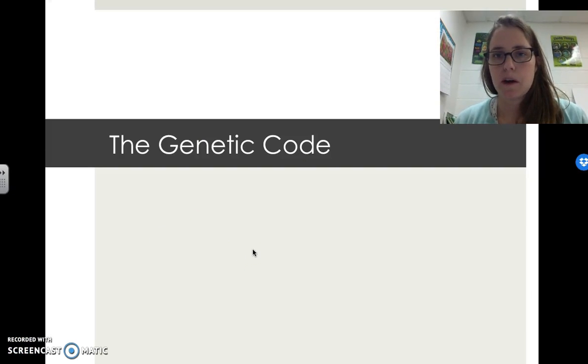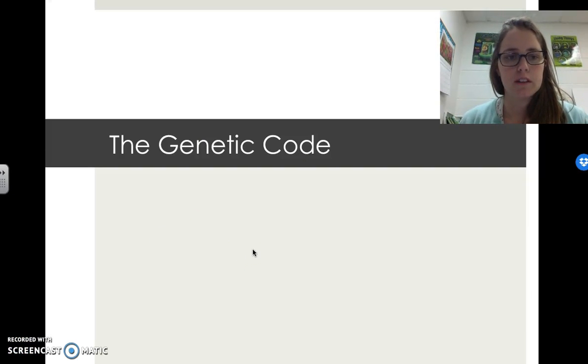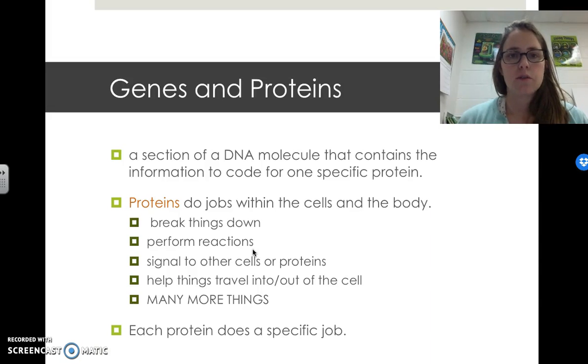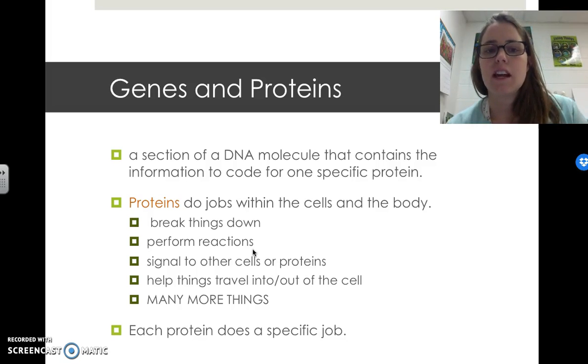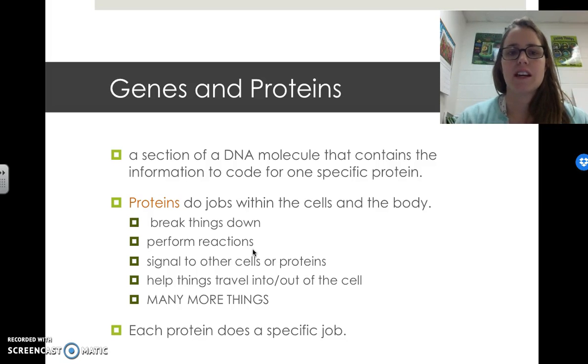All right, we are going to talk about the genetic code. So the genetic code is going to be talking a lot about DNA. And DNA, obviously, the genes that code for everything that we are, are located on our DNA. And that DNA molecule also contains information for how to make proteins.